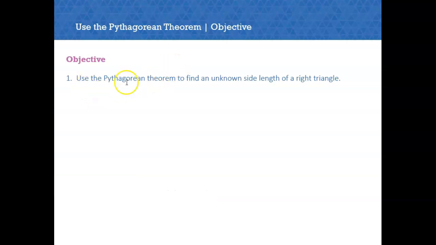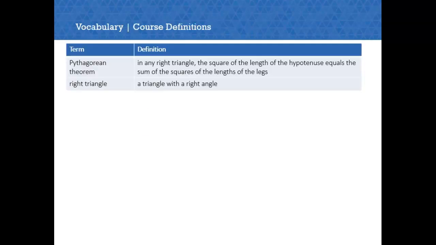Our objective today is to use the Pythagorean Theorem to find an unknown side length of a right triangle. We do have two definitions. The Pythagorean Theorem: in any right triangle, the square of the length of the hypotenuse equals the sum of the squares of the lengths of the legs. And a right triangle is a triangle with a right angle. So let's break that down a little bit.